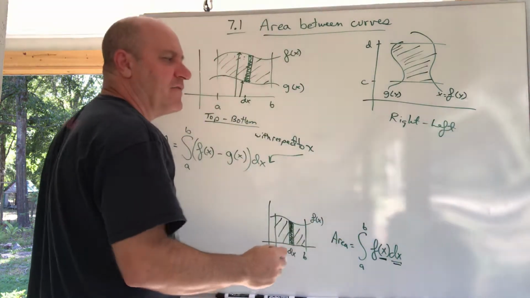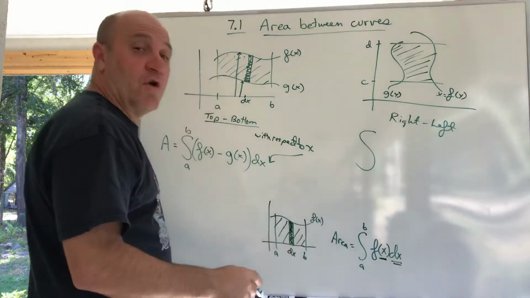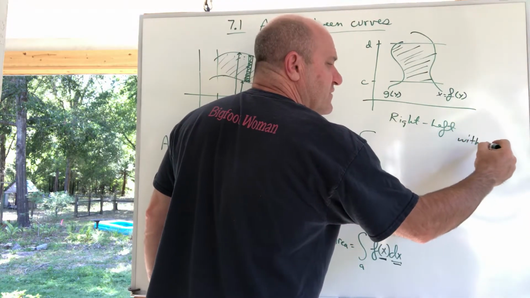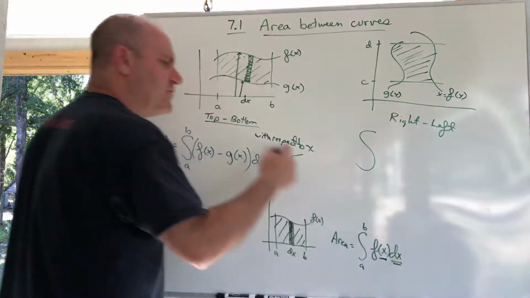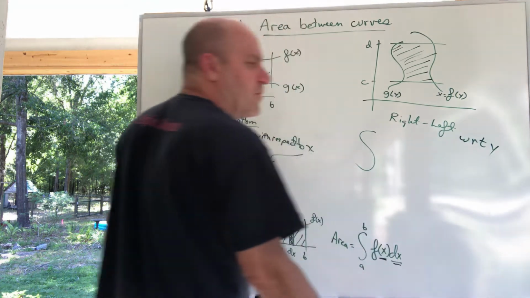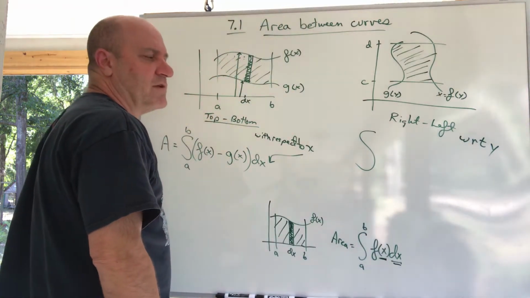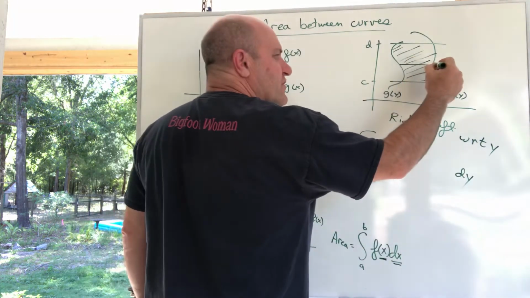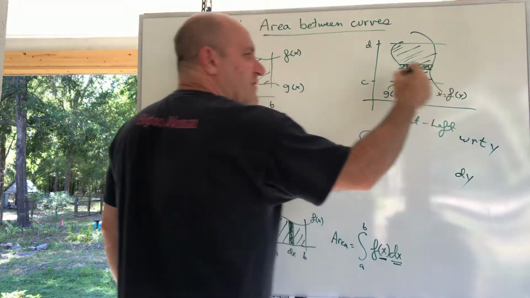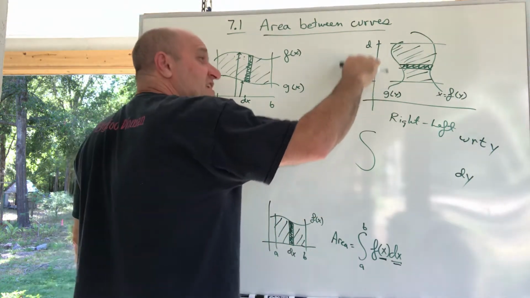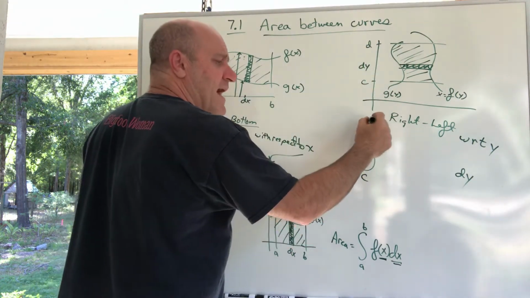Right minus left, and I would set up this integral with respect to y. Sometimes I just write WRT, with respect to y. So that means I'm doing this dy. My little rectangles are running this way. The thickness is dy. The bounds are from C to D on the y-axis.